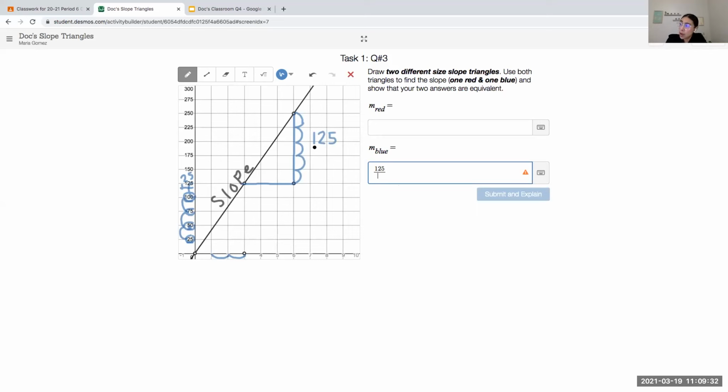And I'm keeping this positive because I already know this is positive. So I'm just keeping it positive there. We don't want to be negative here. Well, sometimes we have to in math.